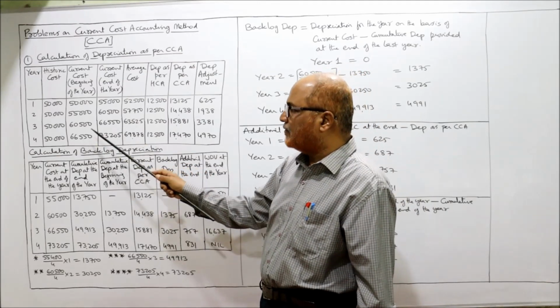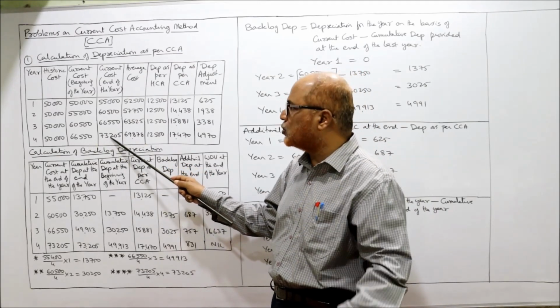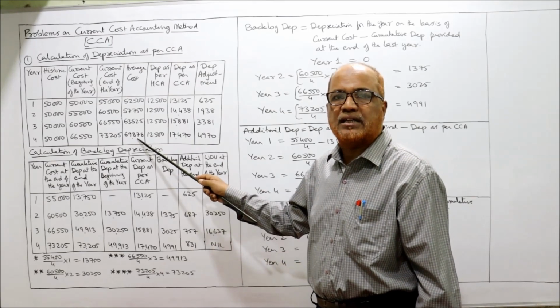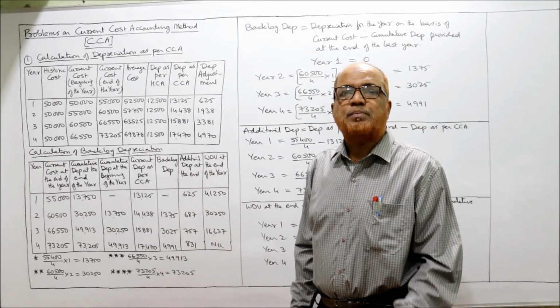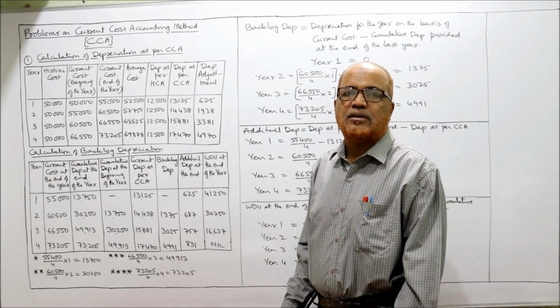Then 66,550 plus 73,205 divided by 2. You will get 69,878. We got the average cost. Now, depreciation as per historical cost method.